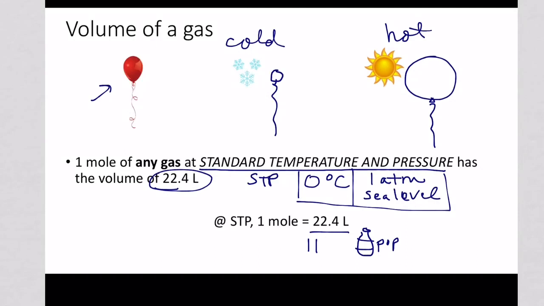So this is our new big equivalent that we're going to use. 1 mole is equal to 22.4 liters. And this is for a gas. This only works for gases, and it only works for us if we're at STP. So let's see how we use these.